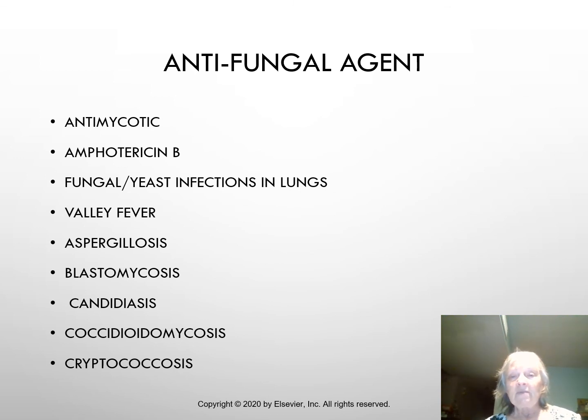And then you have some antifungal agents. As you can see, amphotericin B is one. You have fungal yeast infections in the lungs. Valley fever is one. That's pretty big out this way. Coccidioidomycosis. Aspergillus is another one. Sometimes what we see with patients who have cystic fibrosis, that they'll end up with aspergillus as a secondary infection. Candida is one. Remember, that's your thrush that we saw when we talked about administration of your steroids for patients.